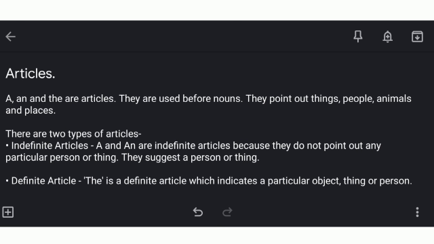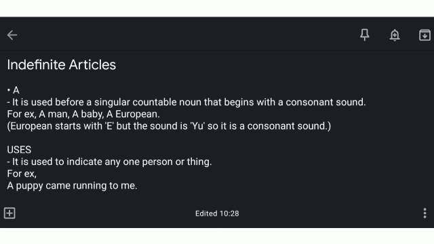I repeat, articles are of two types: indefinite articles and definite articles. Indefinite articles are a and an. They are indefinite because they don't point out a particular person or a thing. Whereas the is the definite article. Why? Because it indicates a particular object, thing, or person. I hope whatever I taught you till now has been understood by all of you. Moving on to the next slide.